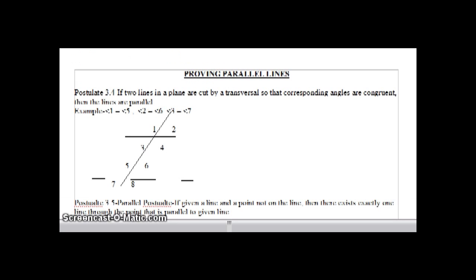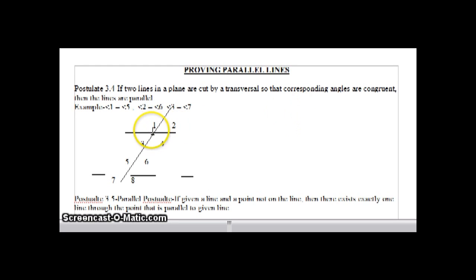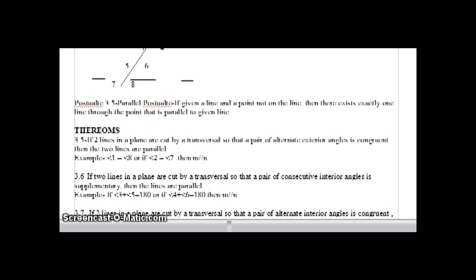Proving parallel lines. Postulate 3.4: if two lines in a plane are cut by a transversal so that corresponding angles are congruent, then the lines are parallel. In the example, angle 1 equals angle 5, angle 2 equals angle 6, and angle 3 equals angle 7. Postulate 3.5, the parallel postulate: if there is a given line and a point not on the line, then there exists exactly one line through the point that is parallel to the given line.